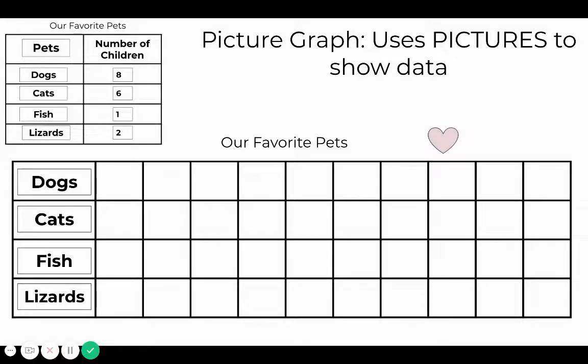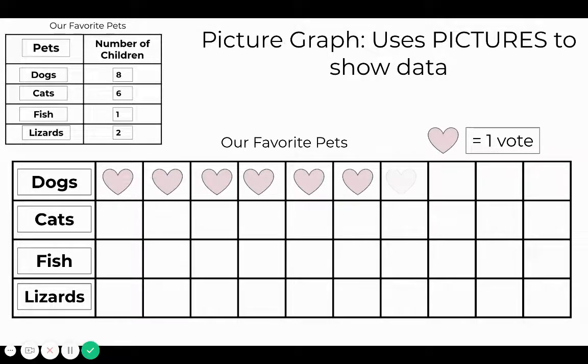And then I need to decide how many votes each heart will represent. For this graph, I'm going to say that 1 heart equals 1 vote. Then I put the symbols or the pictures onto my graph to show how many kids voted for each category. So I can see from my chart that 8 students voted for dogs, so I'm going to fill out 8 hearts. 1, 2, 3, 4, 5, 6, 7, 8. I'm showing that 8 students voted for dogs.